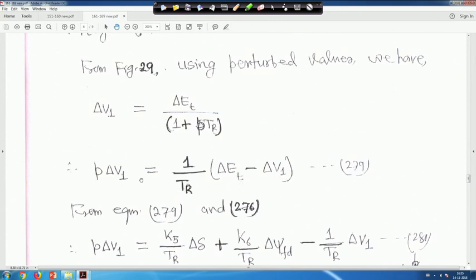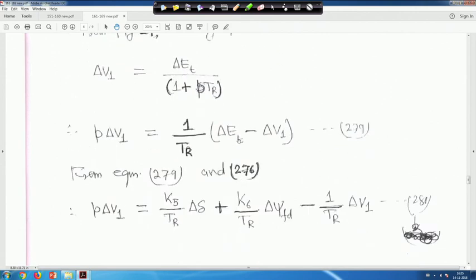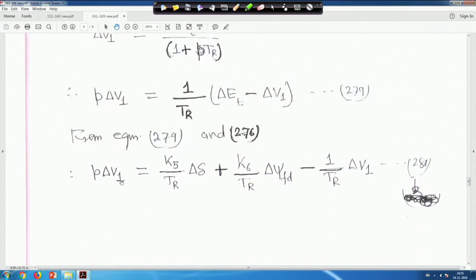Now, the question is that we got the expression of delta Et, that is K5 delta delta plus K6 delta psi FD. So, you substitute that expression, that is from equation 279 and 276. At 276 delta Et is given, that is your K5 delta delta plus K6 delta psi FD, and you just simplify, it will be P delta V1 equal to K5 upon TR delta delta plus K6 upon TR delta psi FD minus 1 upon TR delta V1. This is equation 280, right.